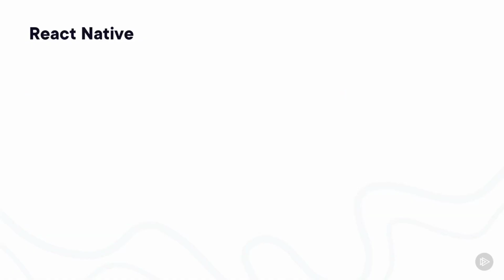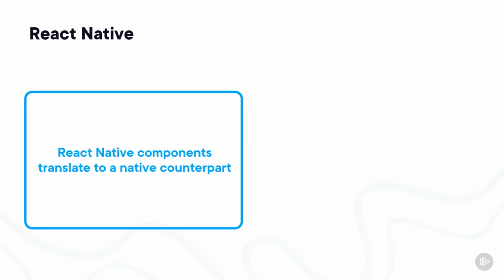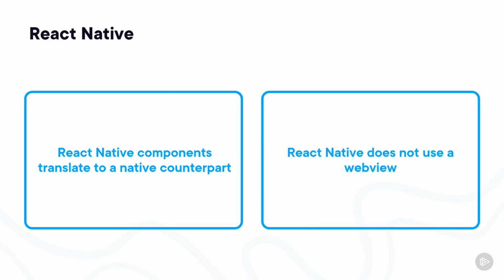The interesting thing about these components is that they translate directly to a native counterpart on the respective device. The view component, for example, translates to a view group on Android and a UI view on iOS. Some JavaScript mobile platforms use a web view to host the app. React Native apps, on the other hand, are hosted in the native view. As a result, React Native apps will perform as well as a native app written in Java or Swift.